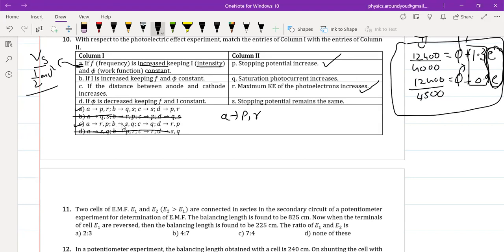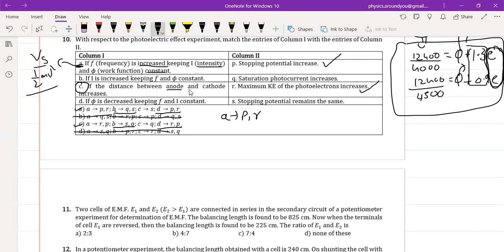Now, let's go with B option. B goes with Q and S. Here also B goes with Q and S. Here D goes with P and R. Here also D goes with P and R. The only differentiating factor between A and C is this.